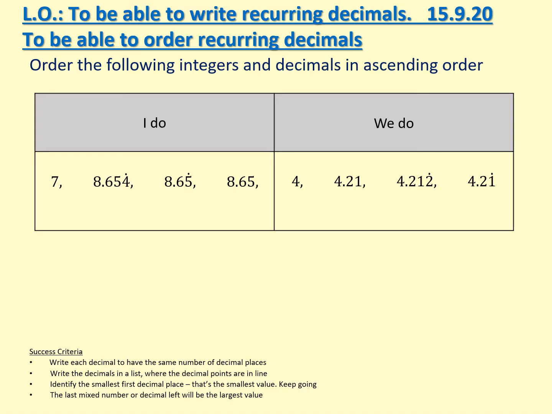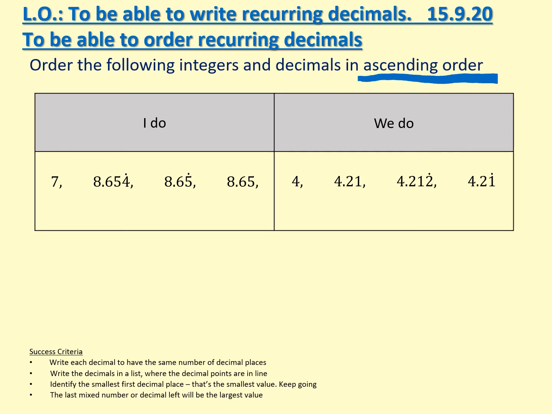We know how to write recurring decimals now, so we will use this to complete our second learning objective, which is to be able to order recurring decimals. So first I will do one example, then you will do another one in your books. So we have to order the following integers and decimals in ascending order. Ascending order means up, going up from the smallest to the largest.